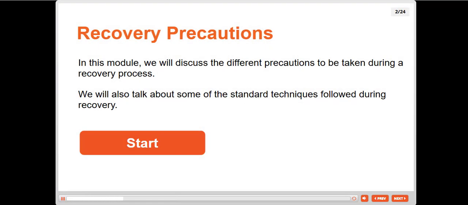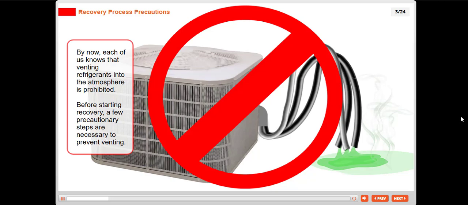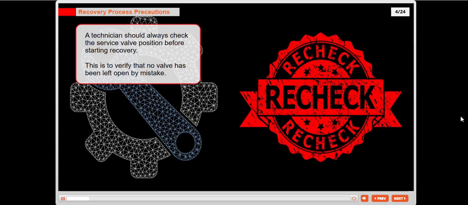In this module, we will discuss the different precautions to be taken during a recovery process. We will also talk about some of the standard techniques followed during recovery. By now, each of us knows that venting refrigerants into the atmosphere is prohibited. Before starting recovery, a few precautionary steps are necessary to prevent venting. A technician should always check the service valve position before starting recovery. This is to verify that no valve has been left open by mistake.